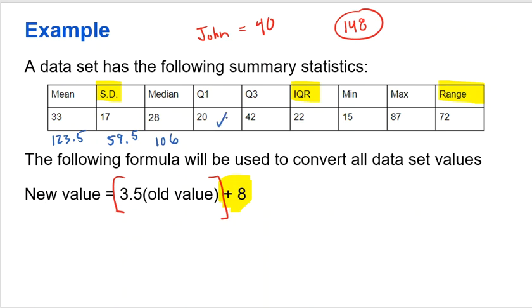Q1 would get affected by both. Q3 would get affected by both. I'm just trying to save some time here. The IQR, once again, I'm going to take the IQR of 22. It would only be multiplied by the 3.5. You would not add. Addition does not affect spread. So the IQR would be 77. The min would be affected by both. The max would be affected by both. But once again, the range, 72, multiplied by 3.5. Do not add the 8. It would be just 252.